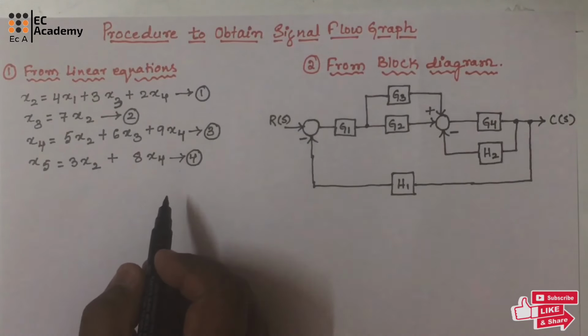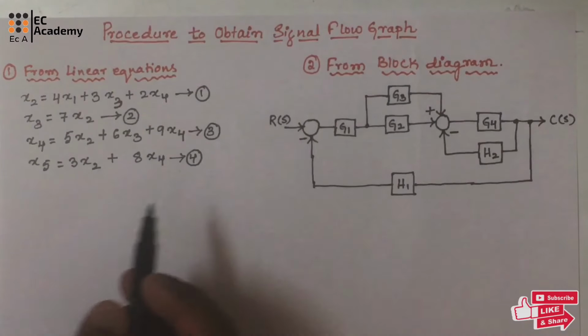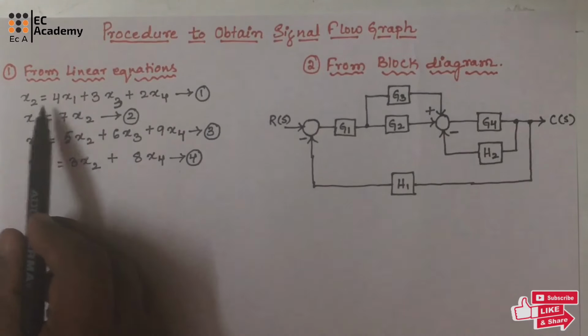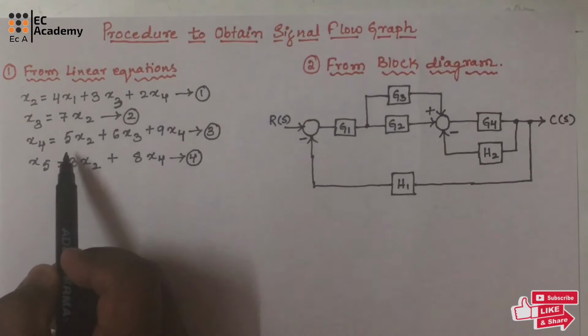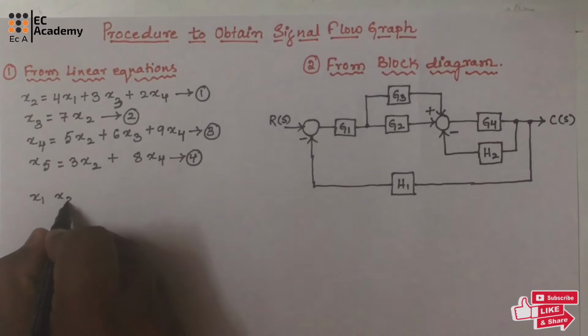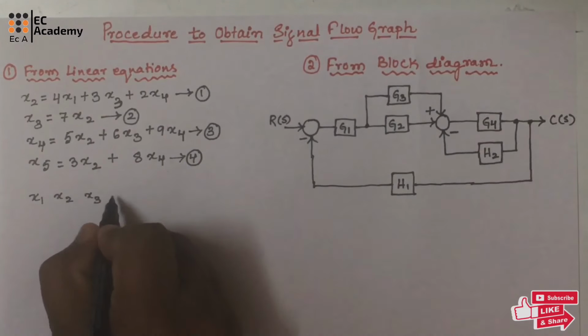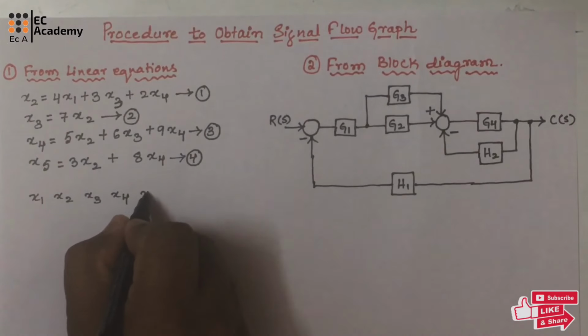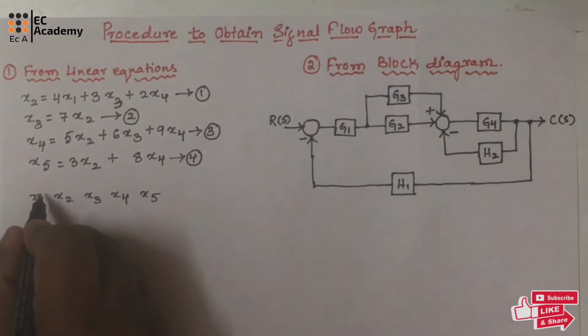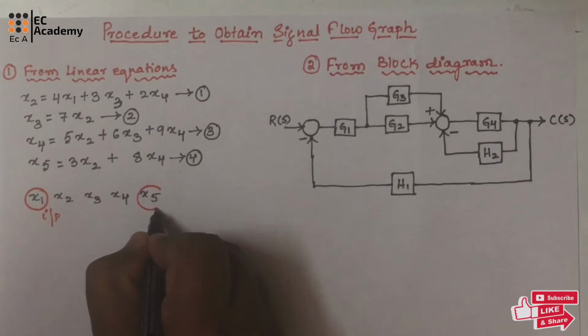First, let us identify the number of variables. In these linear equations, we have variables x1, x2, x3, x4 as well as x5. After identifying the number of variables, the first variable will always be the input and the last variable will always be the output.